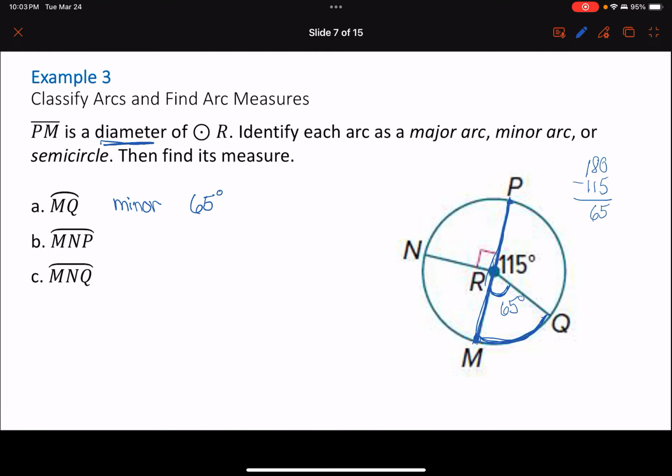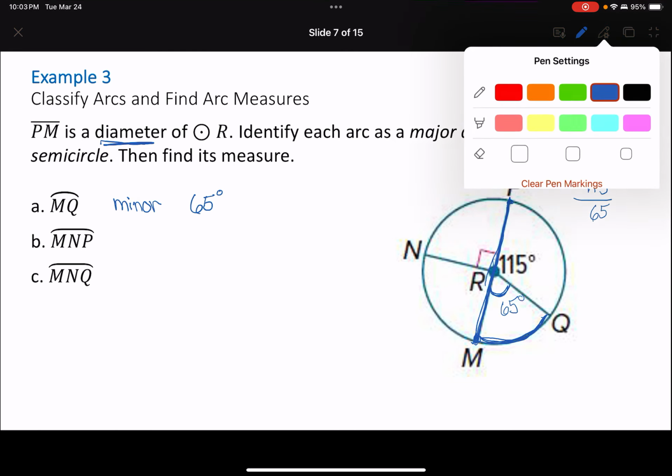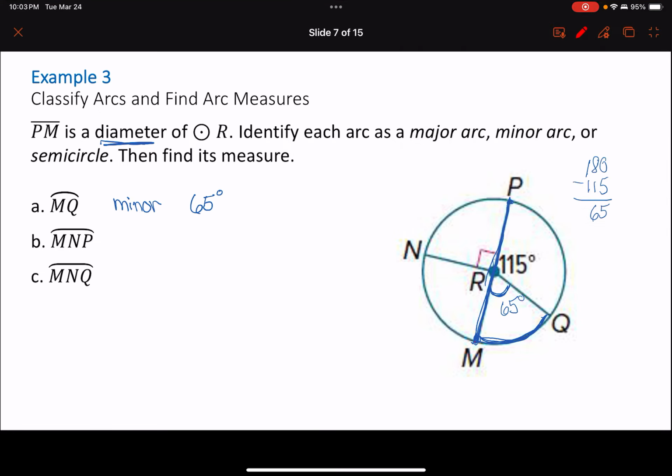Then we check out arc MNP. MNP goes from M through N over to P, the shortest path between them. And since this was a semicircle, a diameter, then MNP has to be a semicircle, and it has to be 180 degrees.